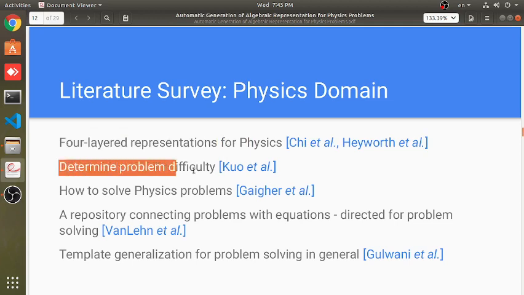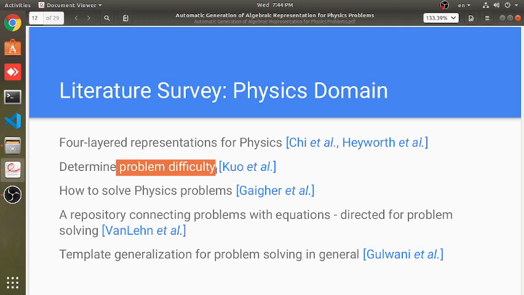After that we have read another paper by Kuo et al., which discusses problem difficulty. They have tried to identify the different parameters present in the problem, and based on that they try to identify the difficulty level of the problem. This paper can be useful if anyone wants to generate a problem which is harder than a base problem.